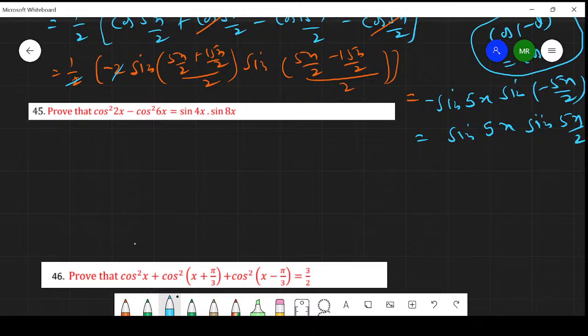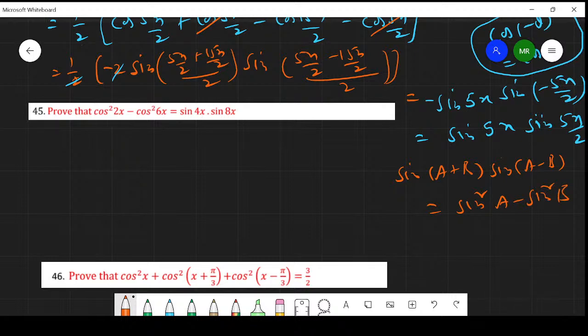Always remember the formula: sin of a plus b into sin of a minus b. You can remember the formula, and using that we can solve the problem. Sin of a plus b into sin of a minus b will be equal to sin square a minus sin square b. So this is the formula.